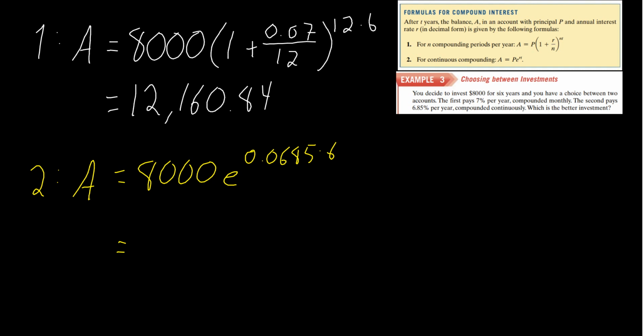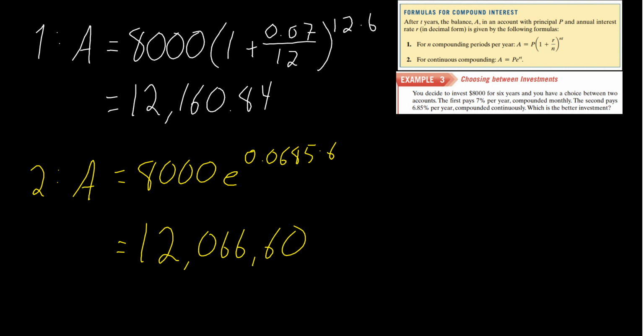Little input error there, times 6. All right, so I end up with $12,066.60. Okay, so looking at these two accounts, they're pretty darn close to one another, right?